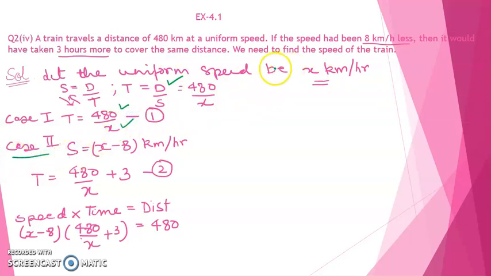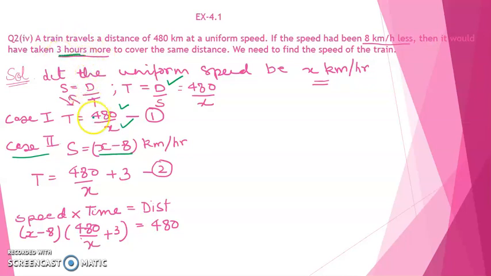Speed. Why have we taken x minus 8? Because it is saying if the speed had been 8 km per hour less, so that is why x minus 8 is subtracted. Then it would have taken 3 hours more. Now it is saying 3 hours, so obviously it is discussing time only. This is not speed, this is time only.